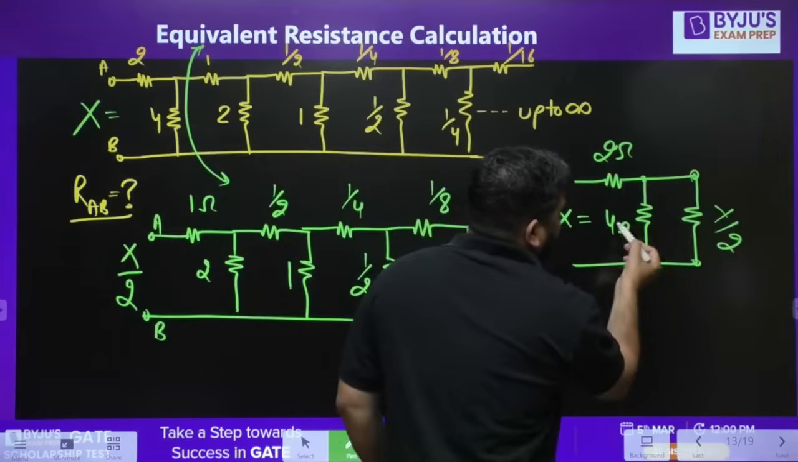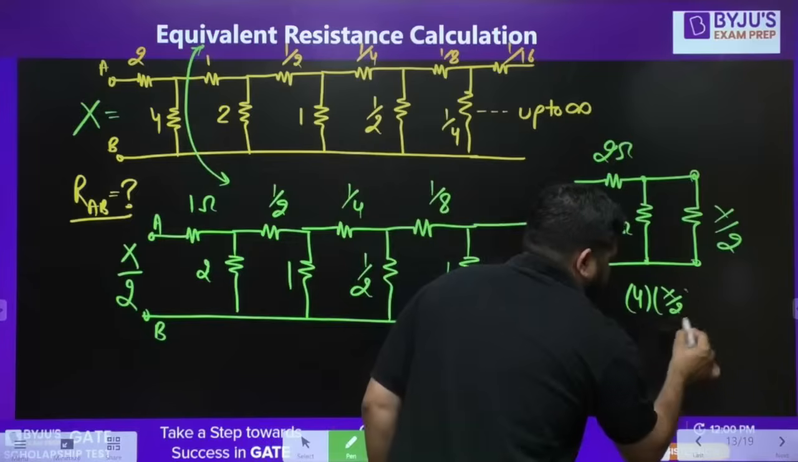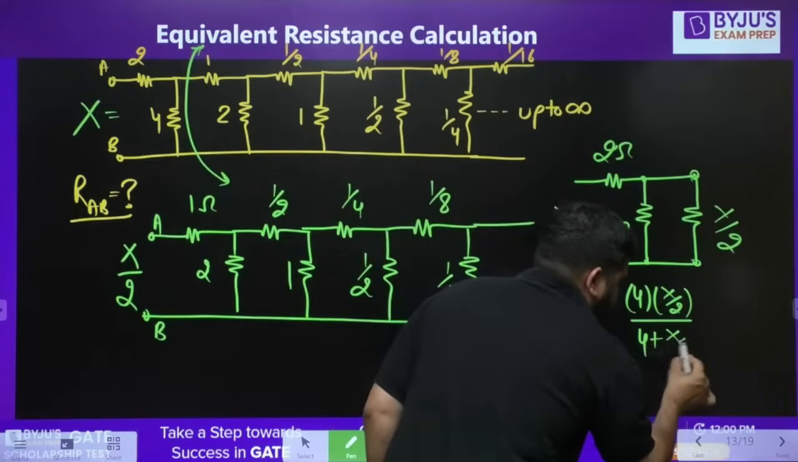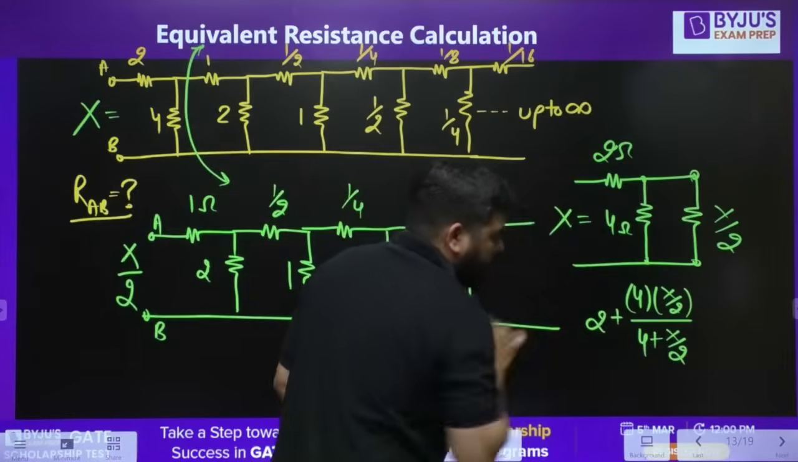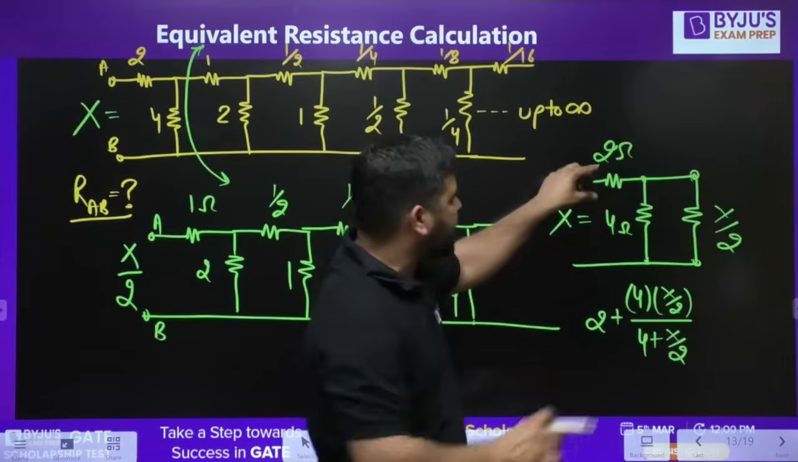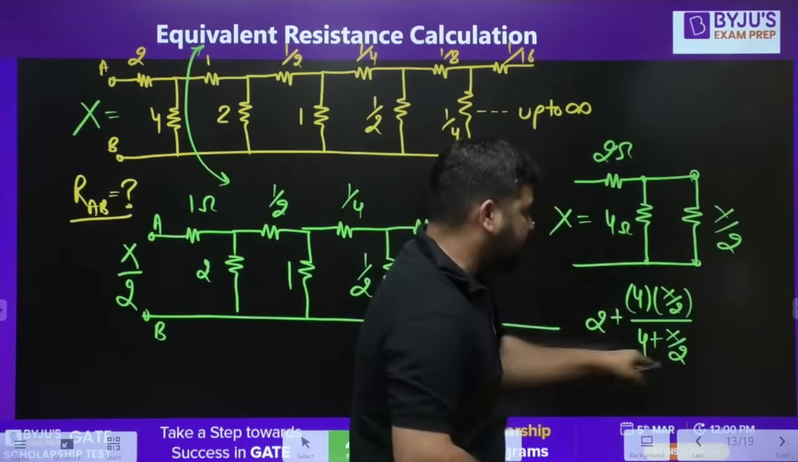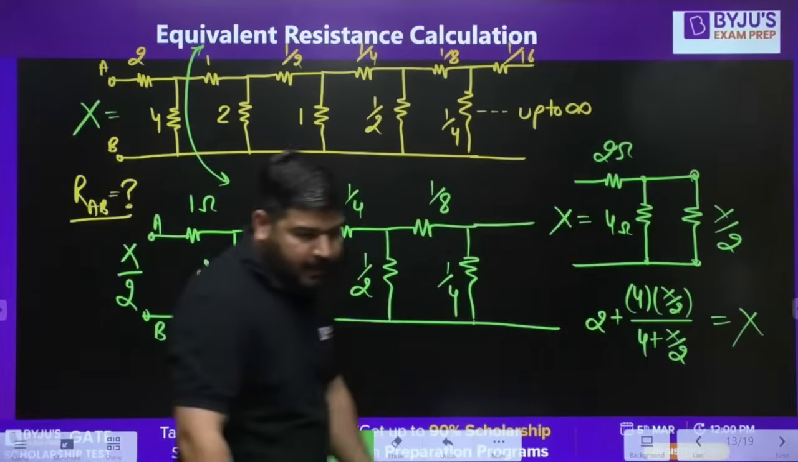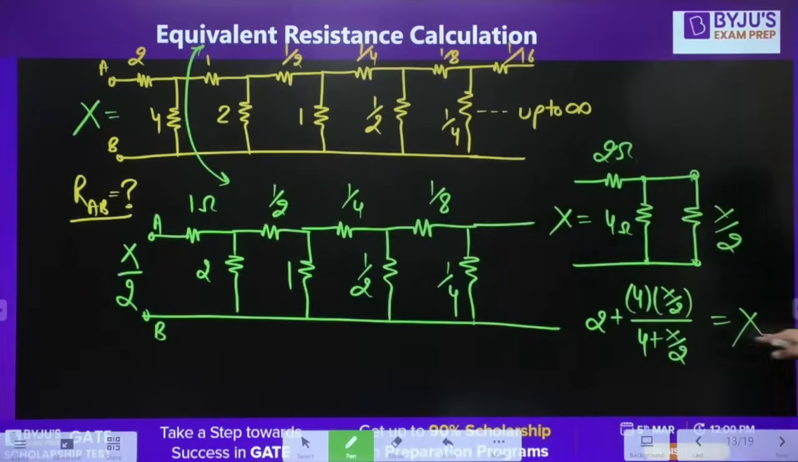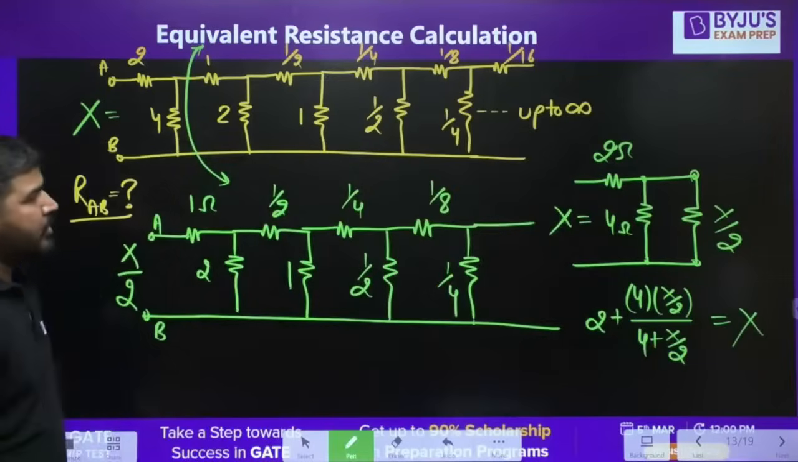First you have to take the equivalent of this 4 and X by 2. So 4 into X by 2 divided by 4 plus X by 2. This is the equivalent of these two resistances, plus 2, because this resistance will be in series with this combination. So 2 plus this is equal to X. Now you can calculate the X value. I think this is the calculation part. You can solve it easily. Please find the X value. It's your part. Let's come to the next question.